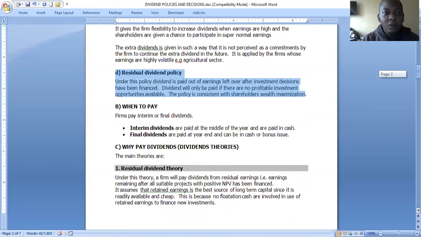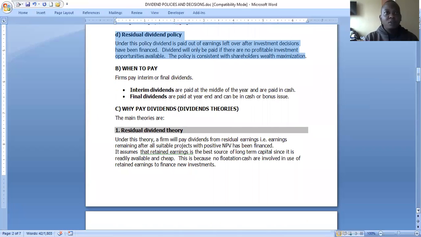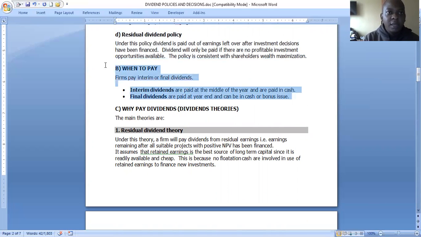We then move forward to the next aspect of dividend policy, that is when to pay. Dividends can be paid in the interim or at the end of the year after the profits for the year have been declared. So you can have interim dividends that are paid in the middle of the year, and then you can also have final dividends that are paid at the end of the year.